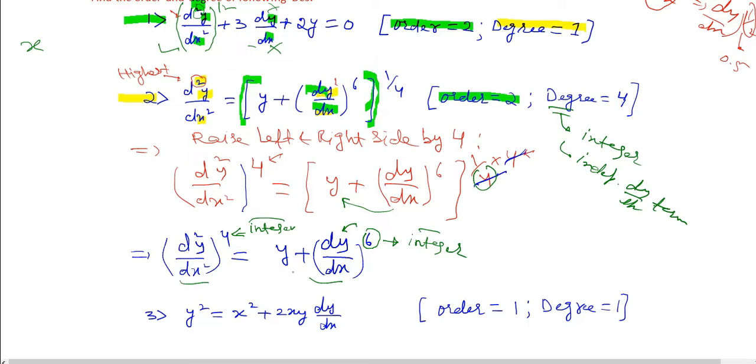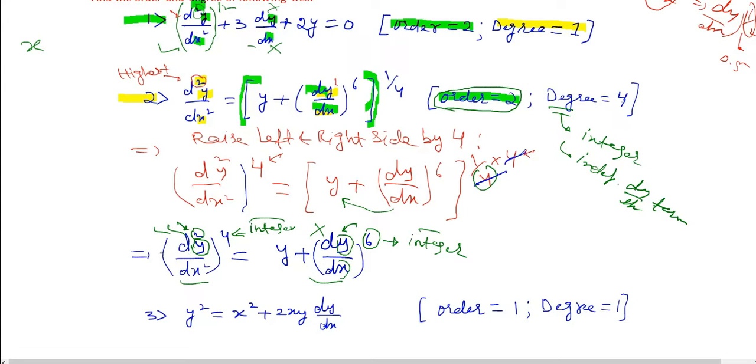Now which one is the highest order? Here the y is differentiated with respect to x 2 times. Here the y is differentiated with respect to x only 1 time. So which one are we concerned with? This one. We have nothing to do with this one, okay? This term we have nothing to do with, because this one will decide the order and the degree. Therefore the order is 2, right? Because the highest order is this, so the order is 2. So here I write order is 2.